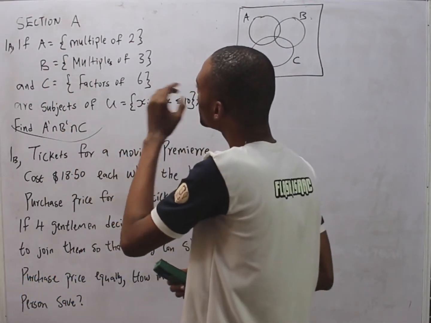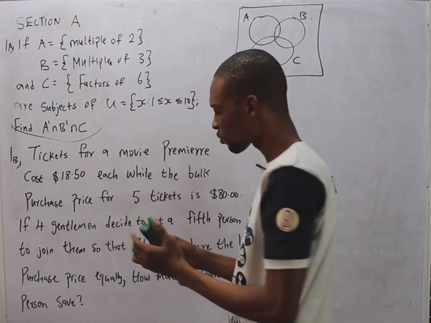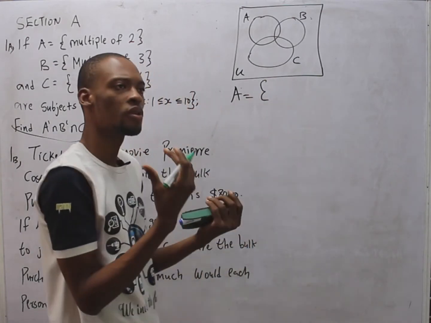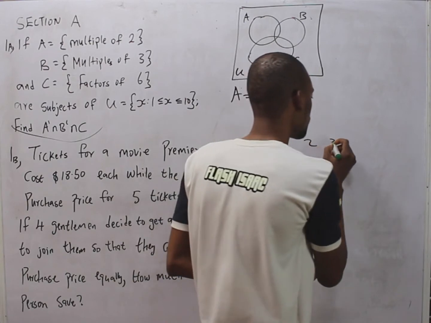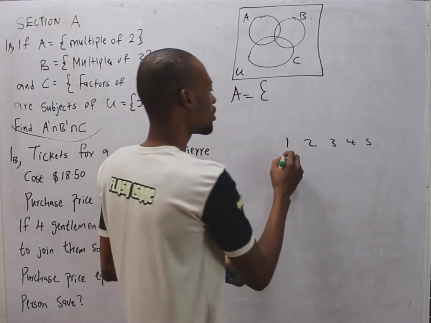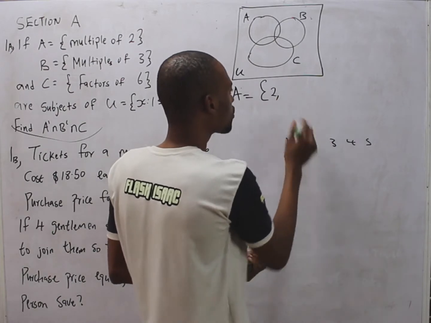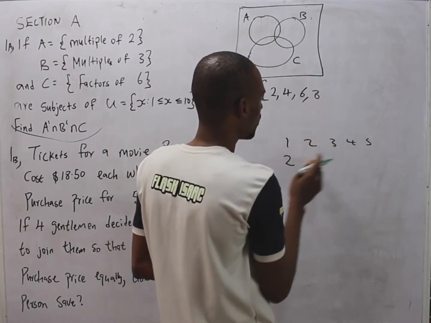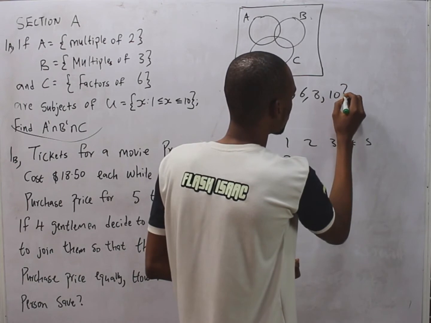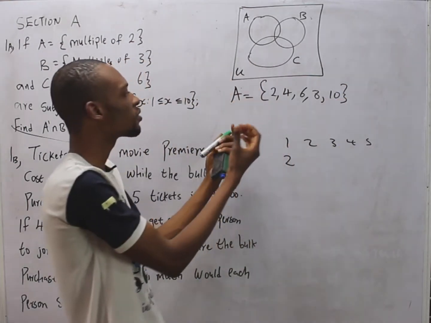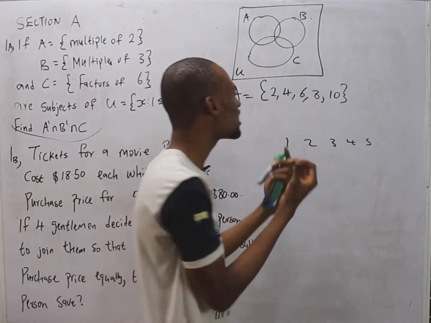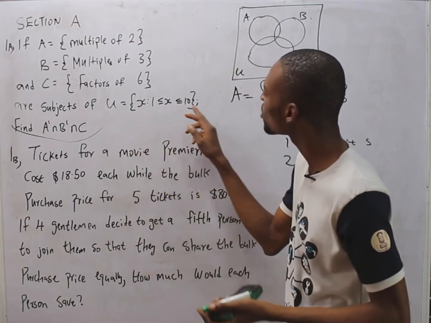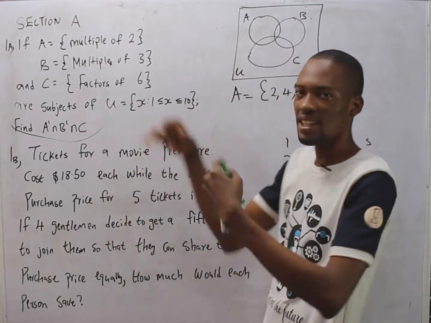If A is a set of multiples of 2, what is a multiple of 2? A multiple of 2 simply means using 2 to multiply 1, 2, 3, 4, 5, and so on. Which means 2 times 1 is 2, 2 times 2 is 4, 2 times 3 is 6, 2 times 4 is 8, 2 times 5 is 10. So these are the multiples of 2. Why did we stop at 10? Because the universal set is less than or equal to 10, so we can't go beyond the universal set.